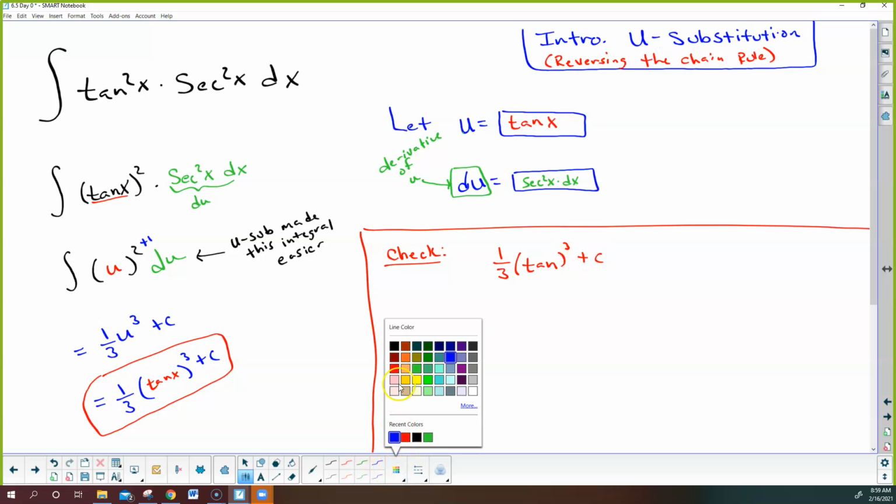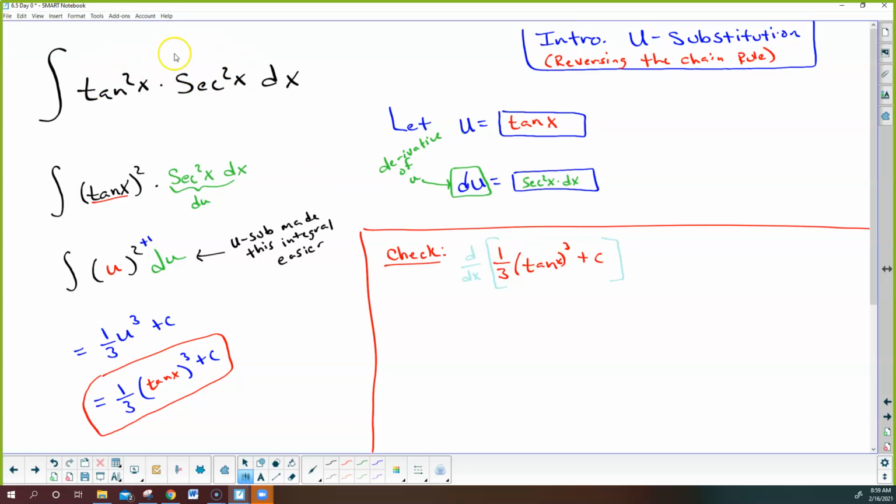And remember, how do we check? Well, we take the derivative of both sides. Oops, I've got an x right there. Change that. Right? If I take my answer and I take the derivative of that answer, I should get back to where I started. So we're doing the chain rule here to take the derivative, right?